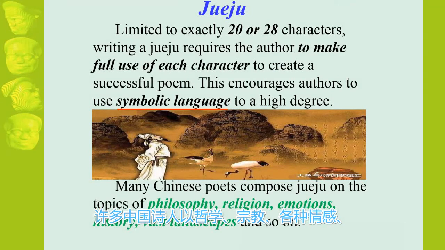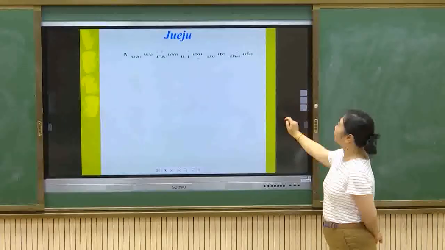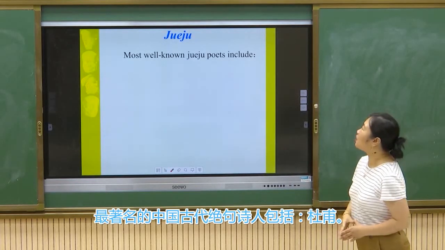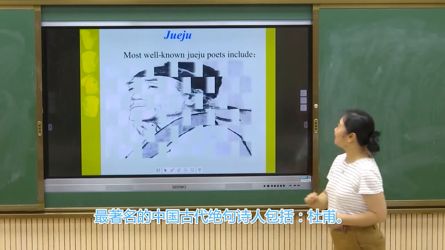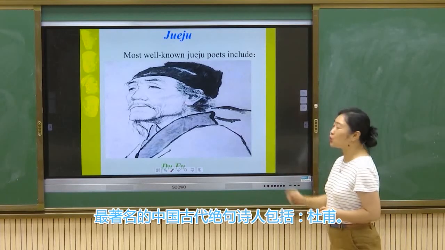Many Chinese poets compose 绝句 on the topics of philosophy, religion, emotions, history, vast landscapes, and so on. So these are the common topics of Chinese poems. And the most well-known 绝句 poets include, you know, who are they? Do you know this one? Yes, he is 杜甫.